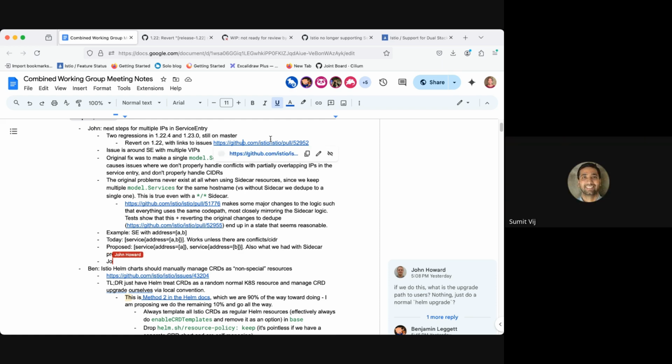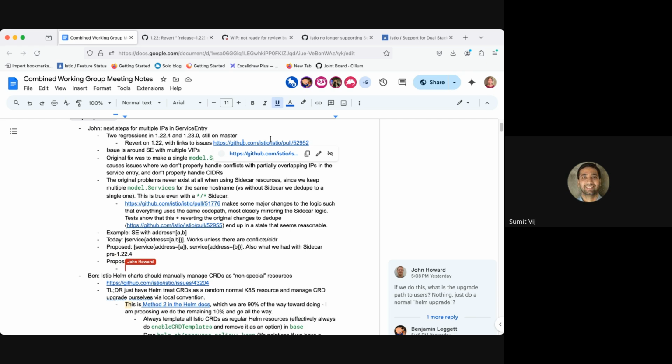So John, on the 1.23.0 release, if a user is running with this and we revert it, what's the impact there?